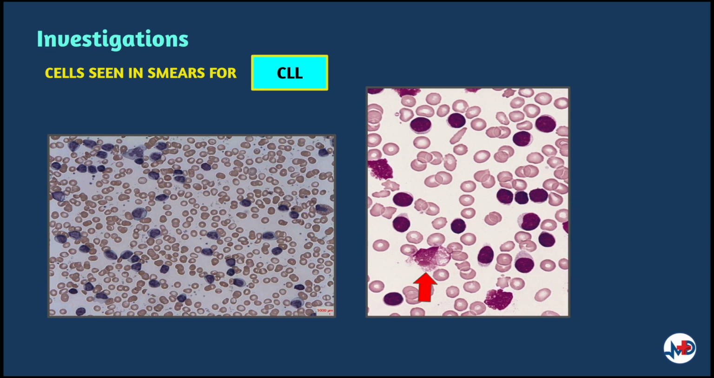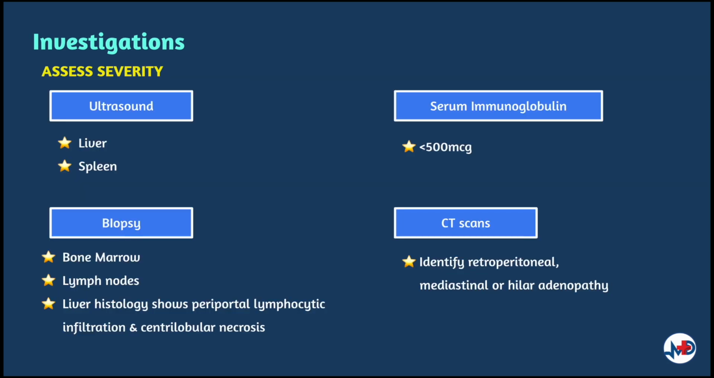Large atypical cells, cleaved cells, and prolymphocytes are often seen on the peripheral smear and may account for up to 55% of peripheral lymphocytes. A percentage more than this is more likely to be pointing to the diagnosis of B-cell prolymphocytic leukemia. In assessing severity or disease progression, a liver or spleen ultrasound may demonstrate organomegaly in patients with CLL.